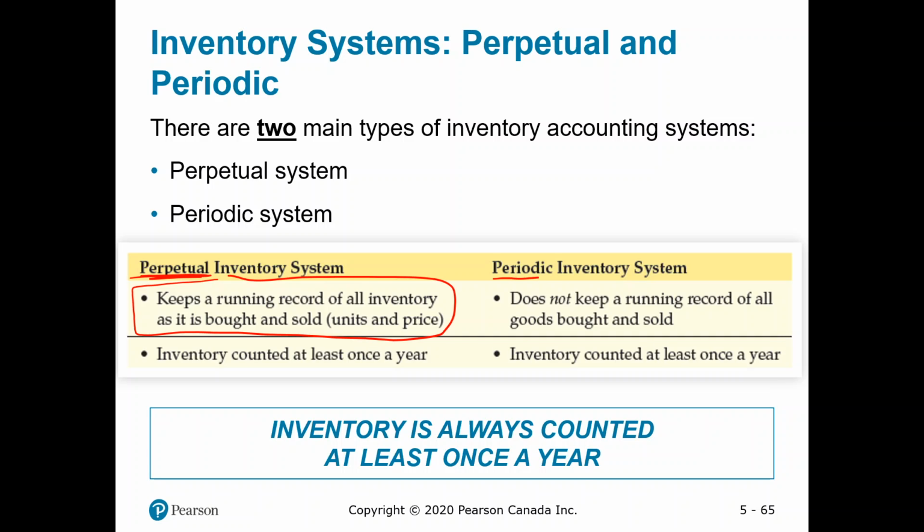Periodic, which we'll look at now, does not keep a running record. So this is where we don't know what our inventory balance is. We have to do a count at the end of the year in order to update inventory. So perpetual, always up to date. Periodic, the inventory is only up to date at the end of the year.